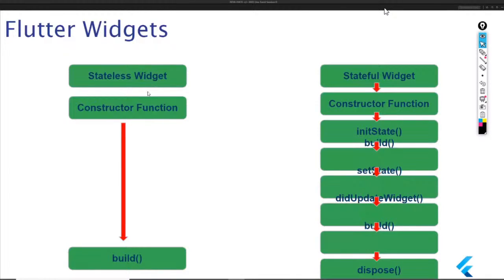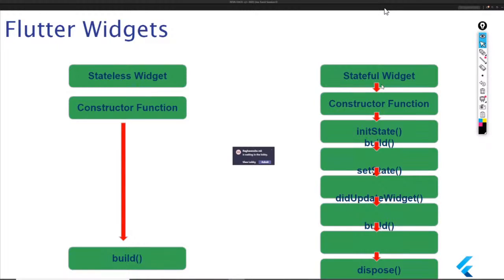So in stateless widget, you have just a constructor function that can take any parameter. You can either initialize a constructor or not. It's your choice. If you want to get something from another screen, you have to initialize a constructor. If you don't have to get something from another screen, you don't have to initialize a constructor. It's your choice. And in stateful widget, you have a constructor function, it's the same as in stateless. You don't have to initialize a constructor function if you don't want to pass a parameter from another screen.